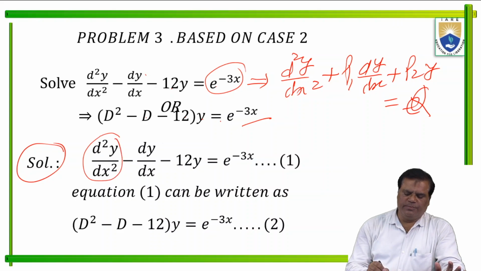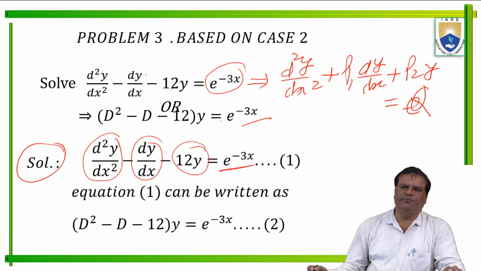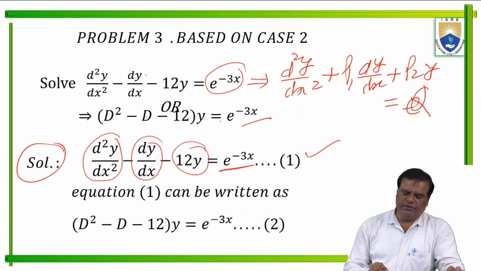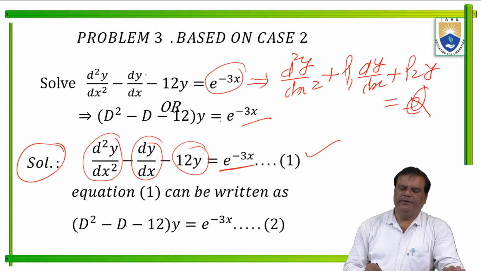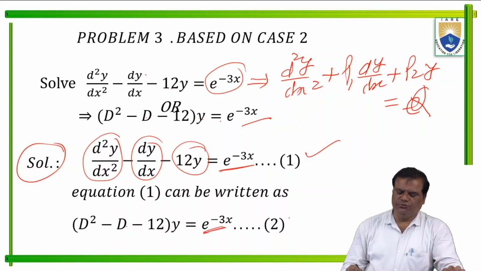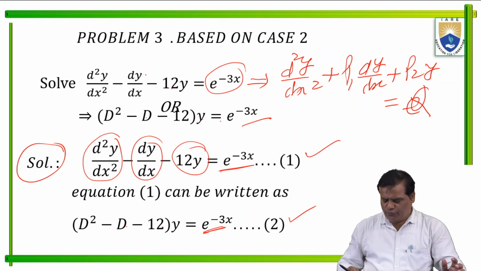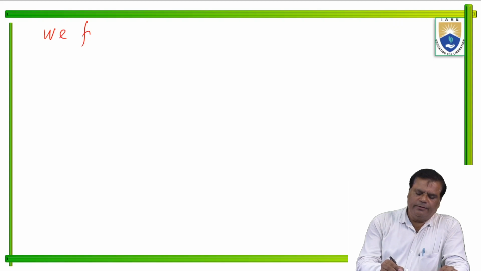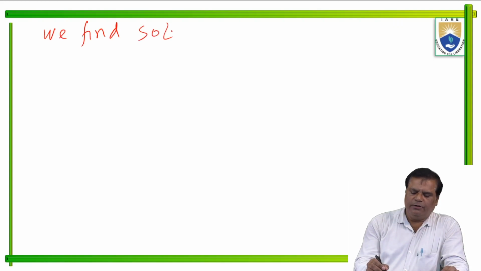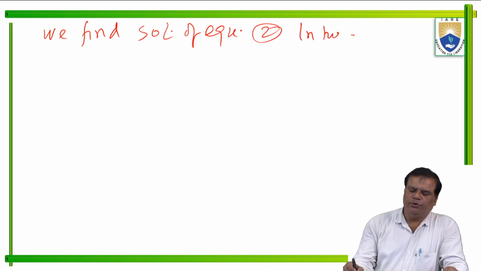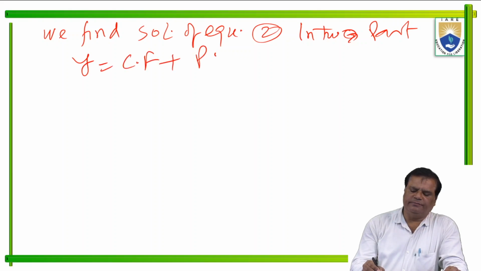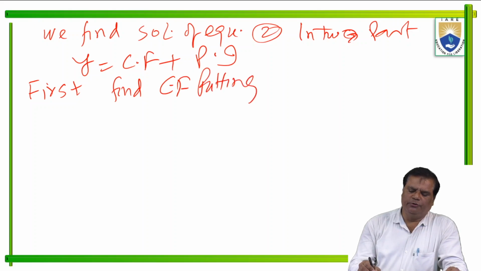So d2y over dx2 minus dy over dx minus 12y equal to e to the power minus 3x is equation 1. Equation 1 can be written as D square minus D minus 12, into y equal to e to the power minus 3x. This is equation 2. Now we find the solution of equation 2 in two parts: y is equal to CF plus PI. So first find CF by putting Q equal to 0.